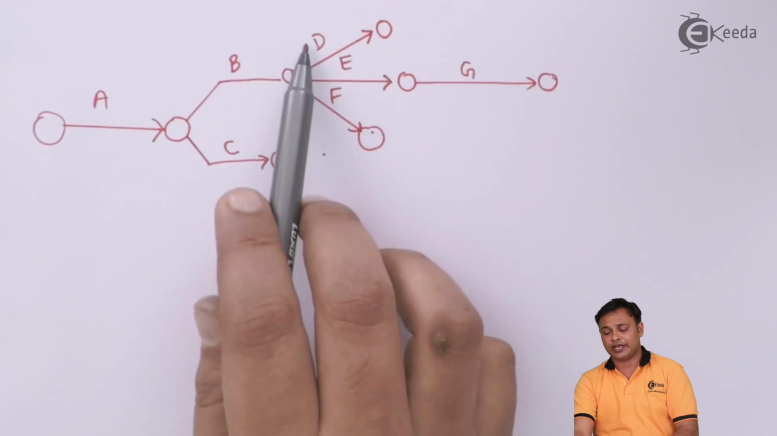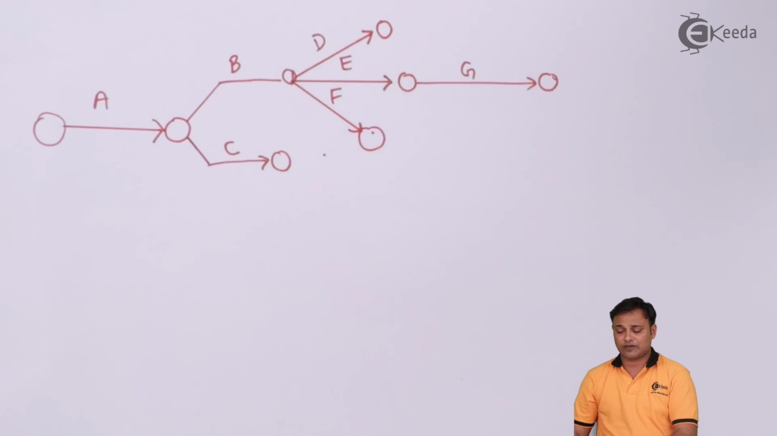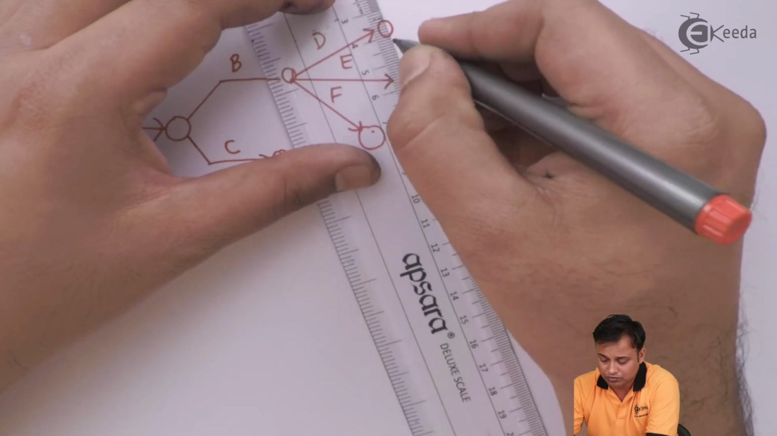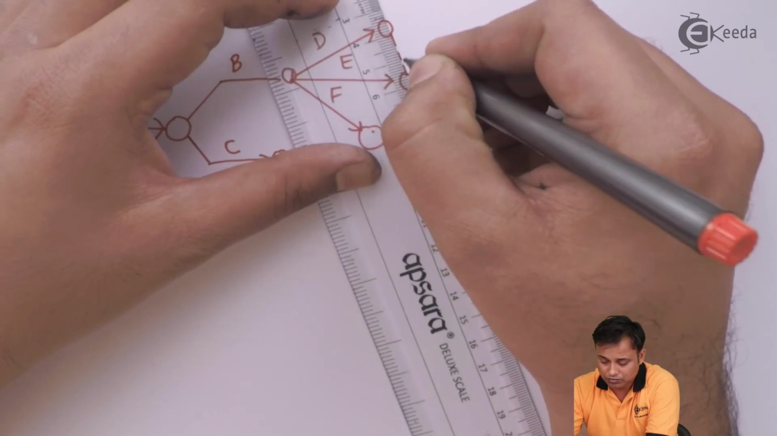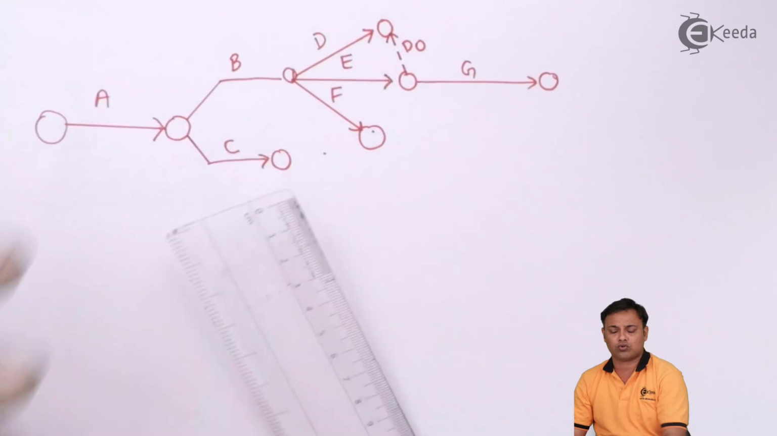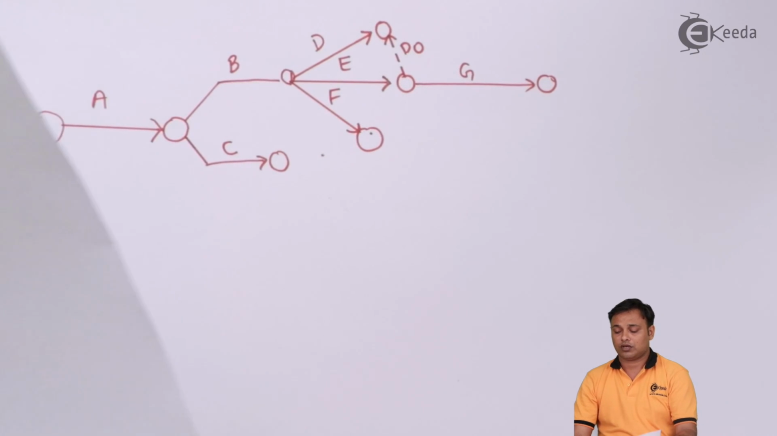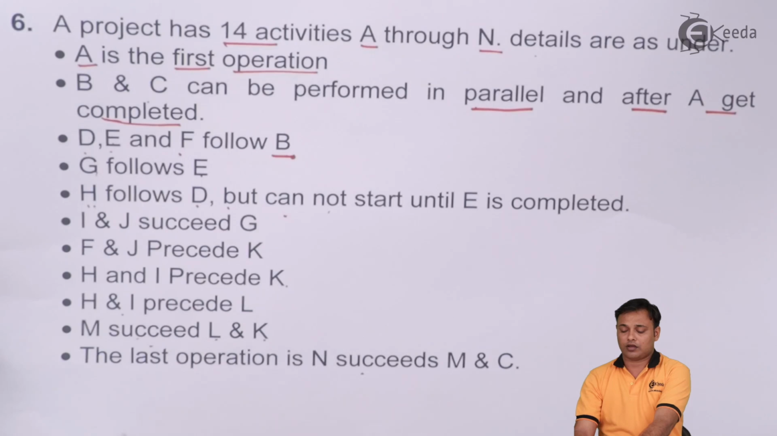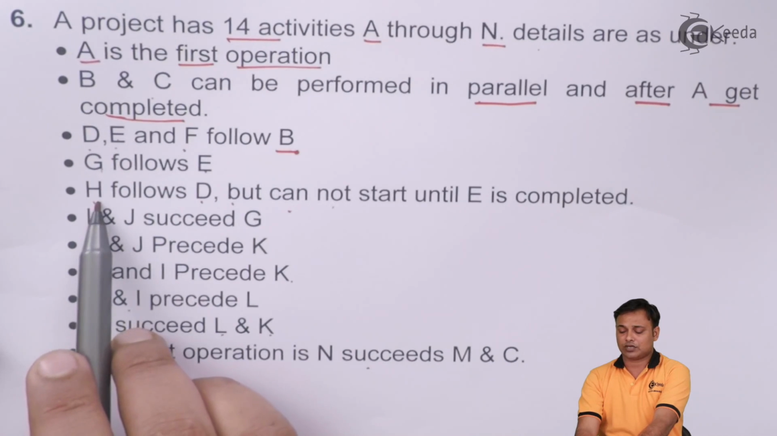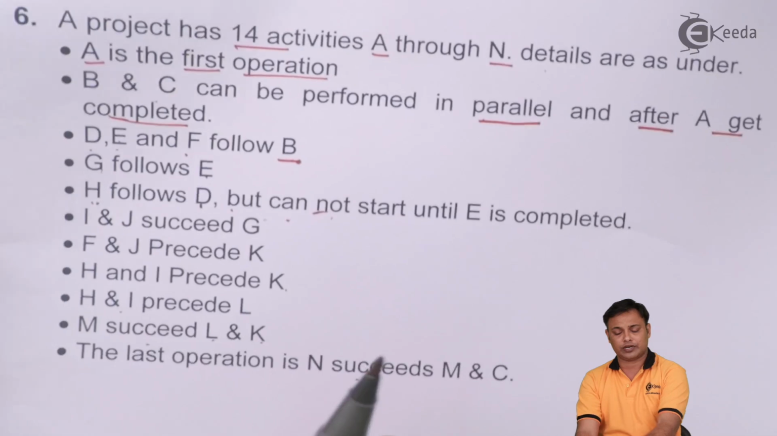Now already D and E have a common tail, so they can't have a common head. That's why I'll just like to put E into a dummy way. D0, that is my dummy, or I'll start with H after D but cannot start until E is completed.